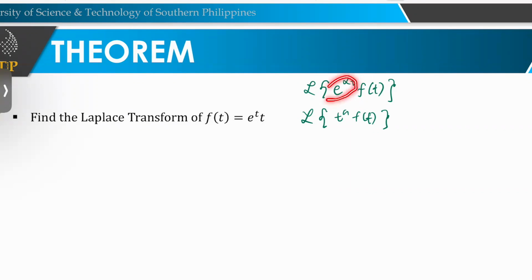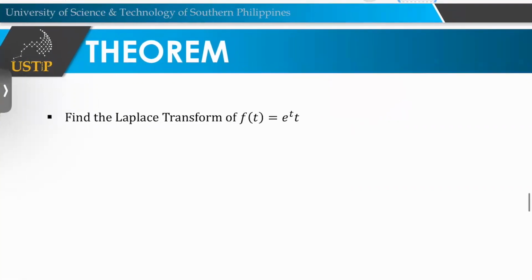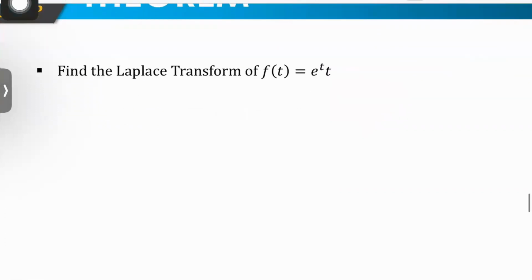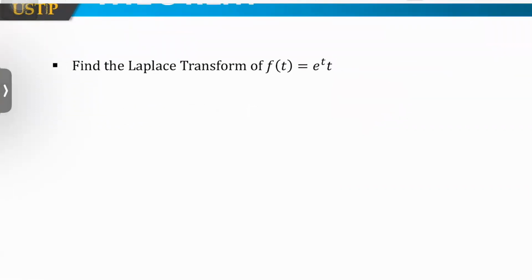These are functions, class, that have an effect when multiplied by some function. Now, what happens if we multiply these two? Which theorem will we apply? Which theorem will prevail? Let's try to solve that one. Now, let's see. If we solve it, class, using the first theorem, what will happen to our Laplace transform? So, solution 1, the Laplace transform using the shifting theorem. So, let's solve first for the Laplace transform of t.